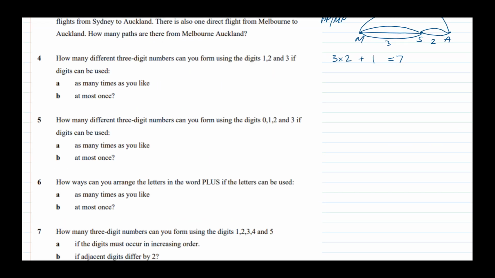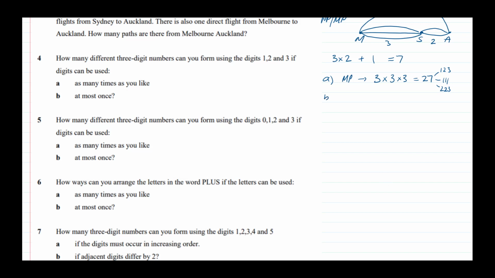So question 4. How many different 3-digit numbers can you form using the digits 1, 2, and 3 if the digits can A, be used as many times as you like? So in this case, it is the multiplicative principle, and we are multiplying because we have 3 options for the first number, 3 options for the second number because we can, of course, use the number again, and 3 options for the third number. So there are 27 different 3-digit numbers formed with the numbers 1, 2, and 3 available. Now this includes 123, but it also includes 111 or 223, where there's repeats of numbers.